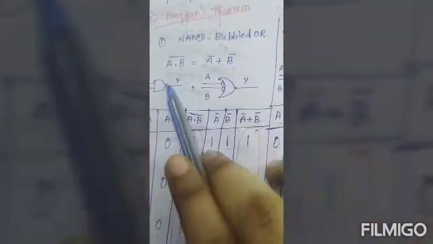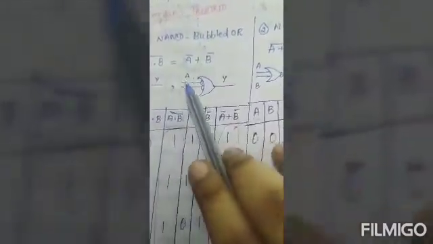Second, for bubbled OR, as it is bubbled, I have a separate overbar for every variable. So from the input itself I have the bubble, from the input, not at the end of the output. If the bubble comes at the end of the output, it's NAND or NOR. If the bubble appears at the input, it means it's bubbled OR, bubbled AND likewise.